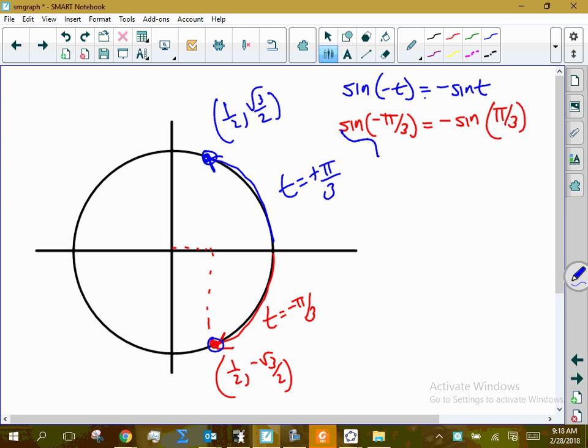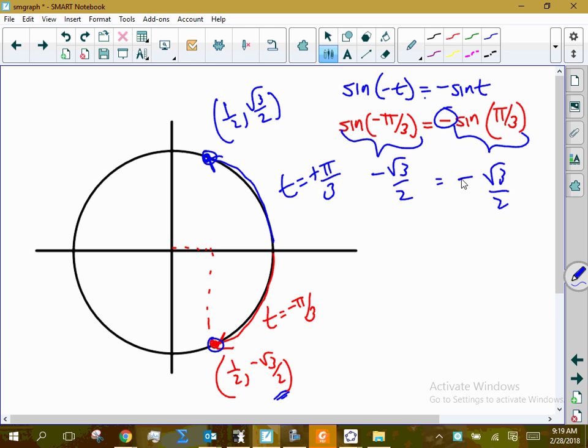So for the sine of negative pi over 3, we're looking down here, it's that one right there, negative root 3 over 2. Well, how can I make that equivalent to the sine of pi over 3? The sine of pi over 3 is root 3 over 2. They're not equivalent yet. How do I equate them? I need that negative. That's showing you that they are the same. The sine of the opposite pi over 3 is the same as the opposite sine of pi over 3.